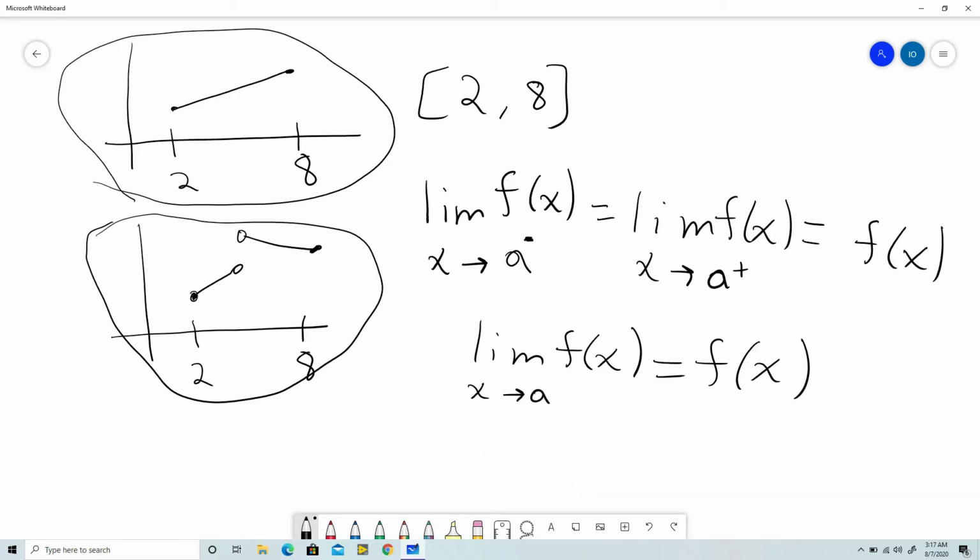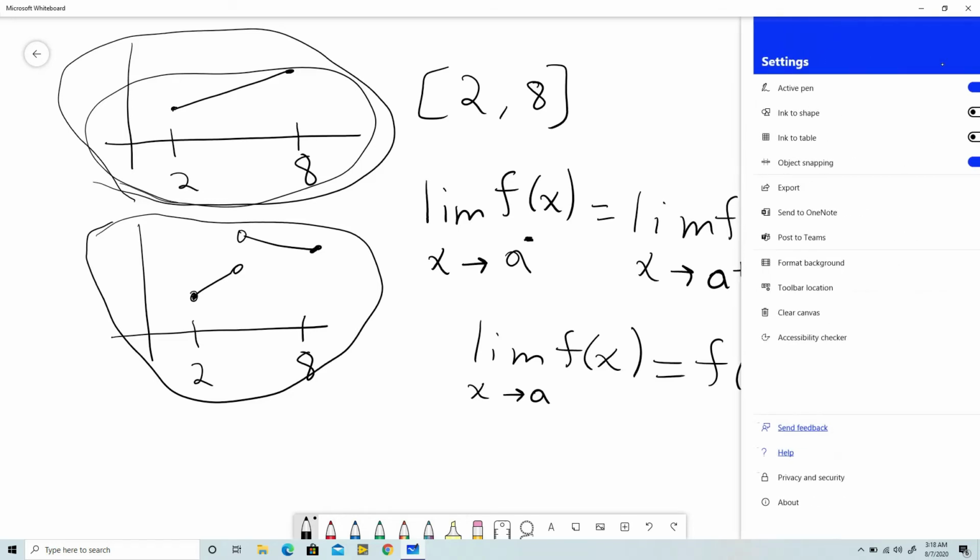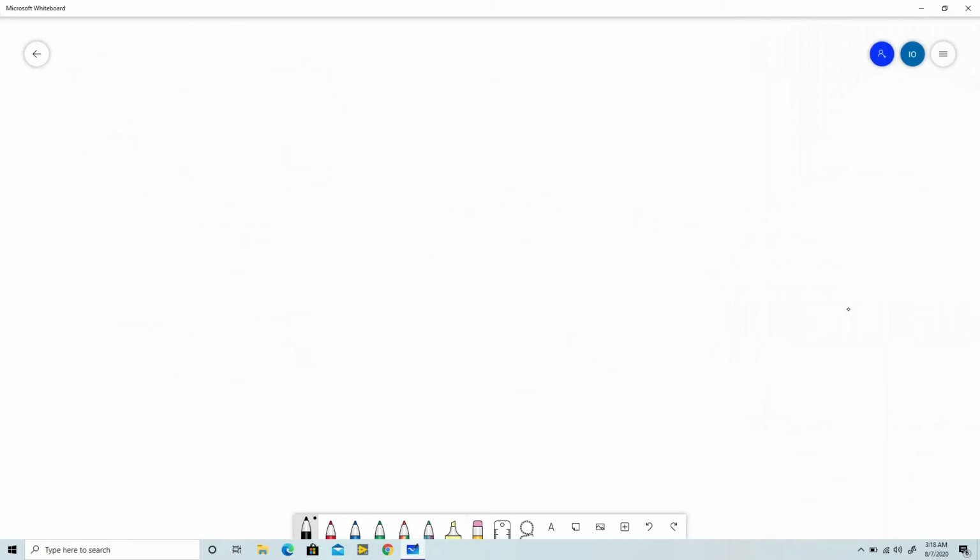But an important note to keep in mind is that differentiability guarantees continuity, but continuity does not guarantee differentiability. So this is one specific case where it happens to be differentiable. But let me show you a case where it would not be differentiable. So say you had a graph in the same interval, and you had something like that.